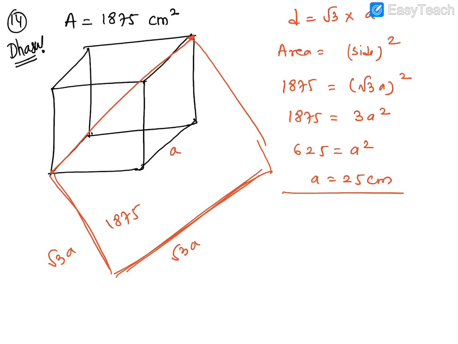Now you have to find out the TSA of the cube. So TSA, it's very simple. You just use the formula 6a squared and then substitute. So 6 into 25 into 25. Correct? So that will be how much? 6a squared, 25 squared is 625, and then 625 into 6. So it will become 3750, I guess. 3750 centimeter squared.